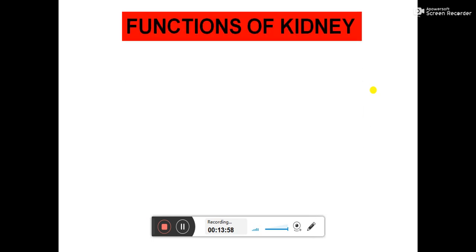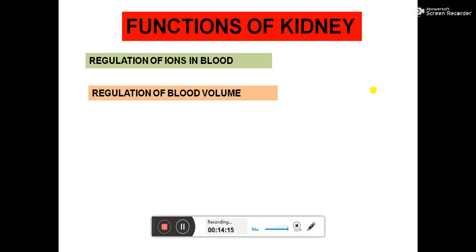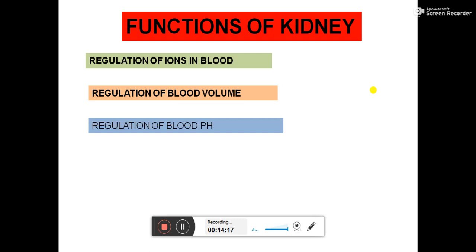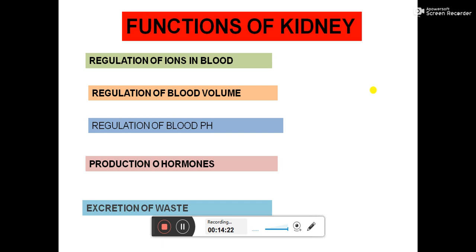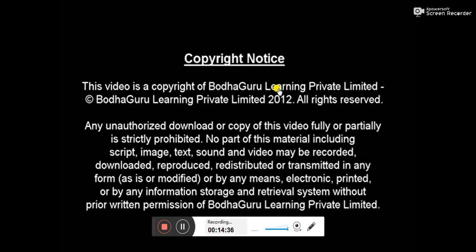If you ask about the function of the kidney, we can find the functions that the kidney does for us. The functions are as follows. Regulation of the ions of the blood, regulation of blood volume, regulation of pH balance, production of hormones, and excretion of waste. And lastly, osmoregulation. Dear students, now we are going to watch a video related to the excretory system.